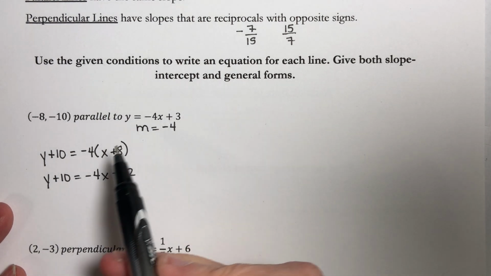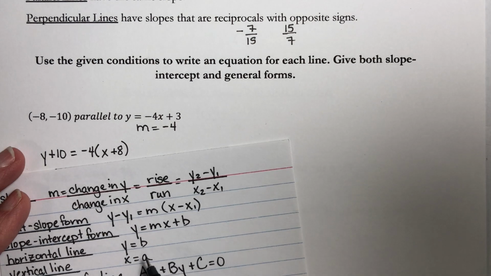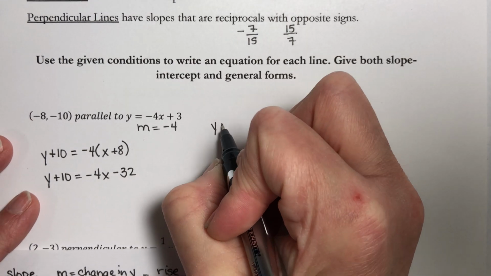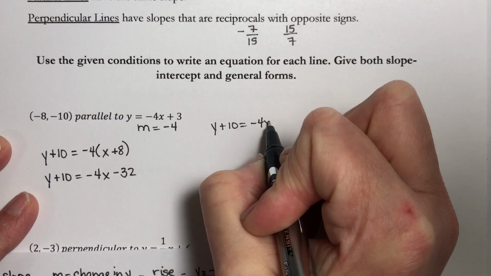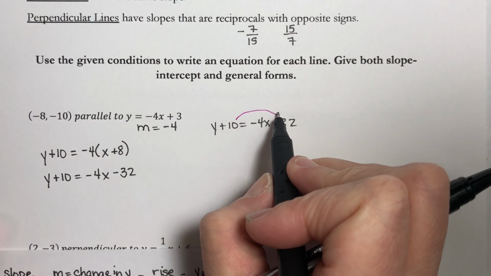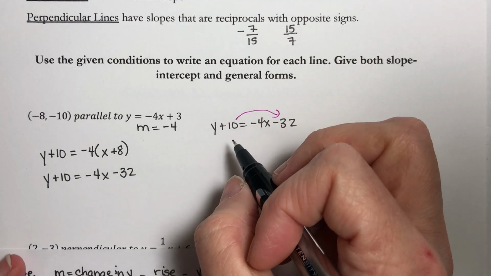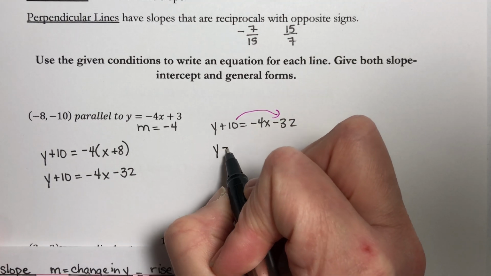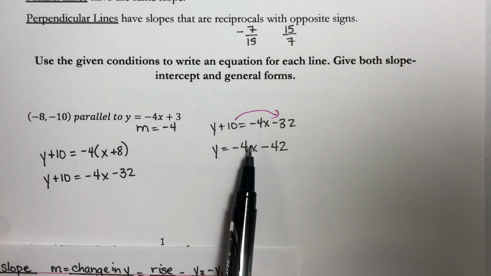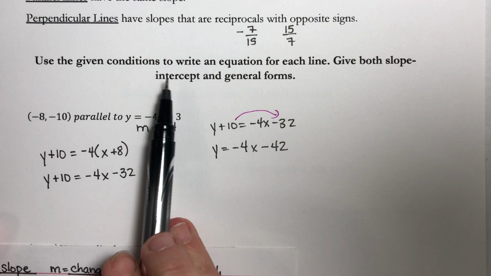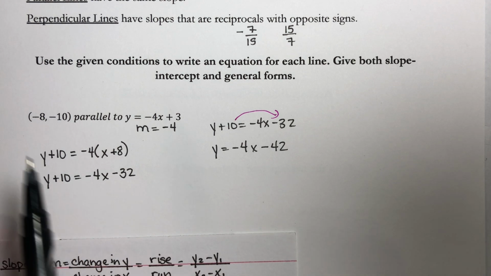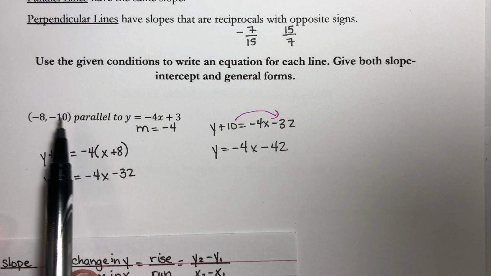Okay, so I'm going to go into y = mx plus b form first. So that means I'm going to start off with y plus 10 equals -4x minus 32. And I'm going to move the 10 over to the right. So I'm subtracting 10. And I get y is equal to -4x minus 42. So that is our answer in slope-intercept form. You should double check that you do have the same slope here, and we do. You should also be able to plug in -8 for x, do the calculations, and end up with -10 for y.